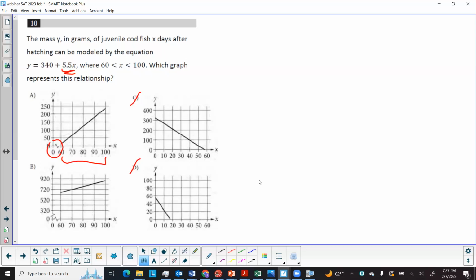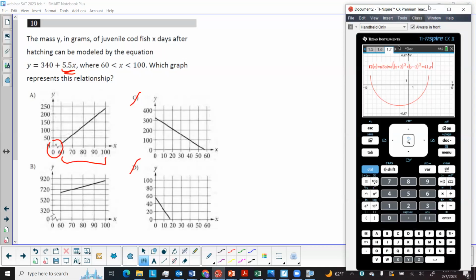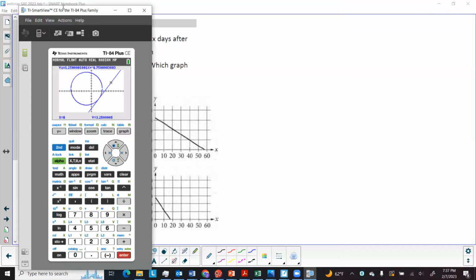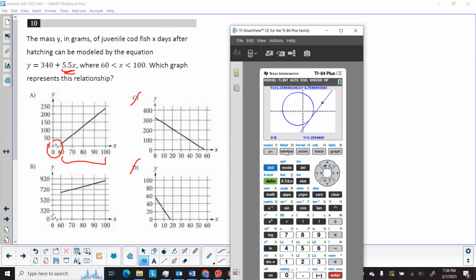So one thing you could do is adjust the window in your calculator. Let me go with the 84 here. This is probably something you've been able to do, but still, with students, if I go and just graph this here, I want to be able to adjust my window appropriately. So 340 plus 5.5.